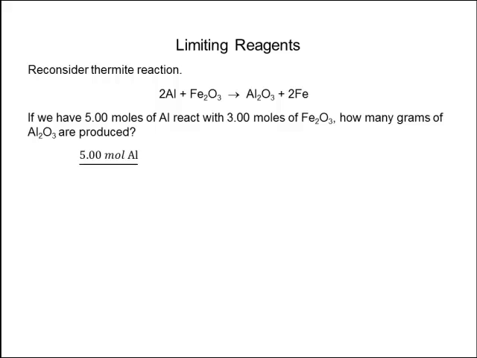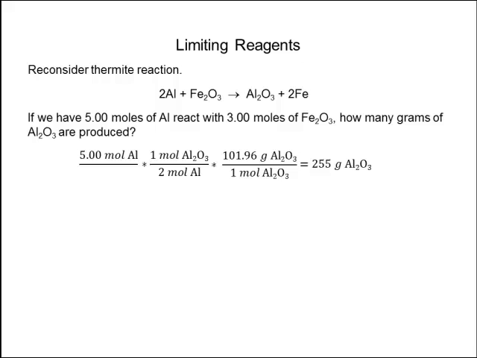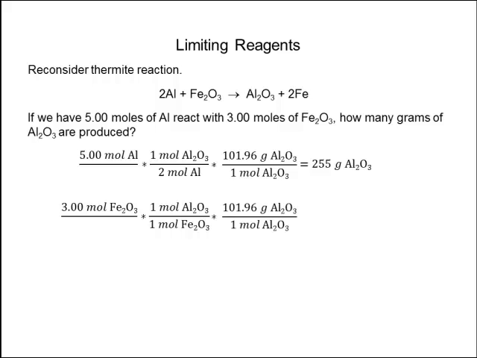Okay, so start with my 5 moles of aluminum, do my mole to mole conversion, do my mole to mass conversion, and end up with 255 grams of aluminum oxide. I have to do the same thing with my other reactant. Unless I'm told that the other reactant's in excess, I have to do this with both of them to determine which one's the limiting reagent. So 3 moles of iron oxide, do my mole to mole conversion, mole to mass conversion, I get 305.9 grams of aluminum oxide. So which one of those was the limiting reagent?